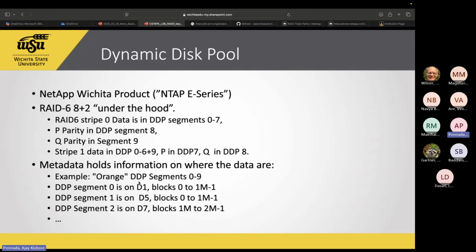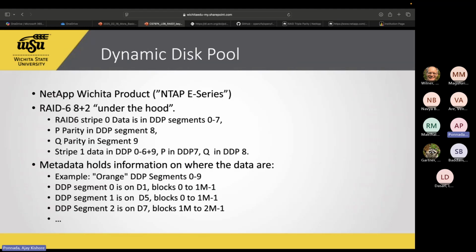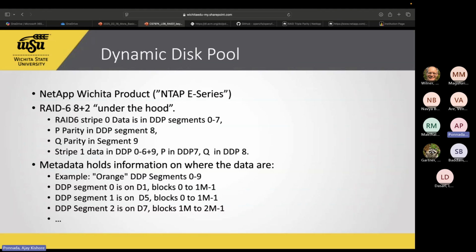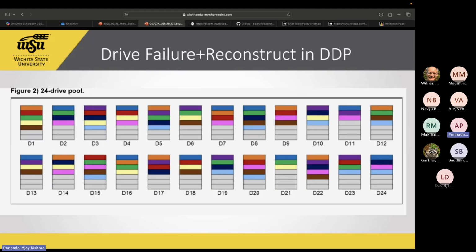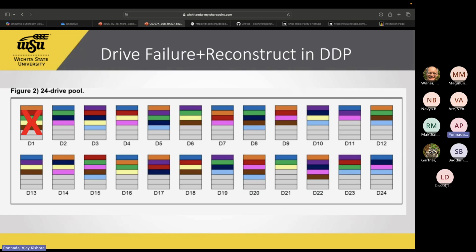So it explains where the data is. For example, orange is DDP segment 0 to 9. That's what you can see here, 0 to 9. And DDP segment 0 is on disk 1, block 0 to 1M minus 1. So you can go there, look at the metadata and this diagram, and understand how the information was scattered across the entire RAID. That's what the metadata holds.